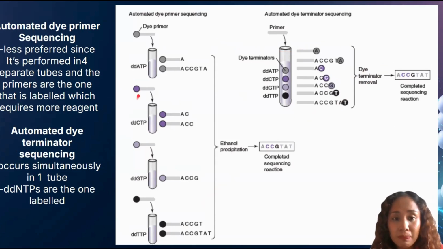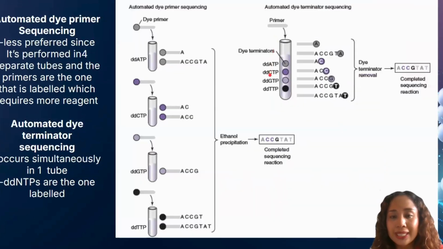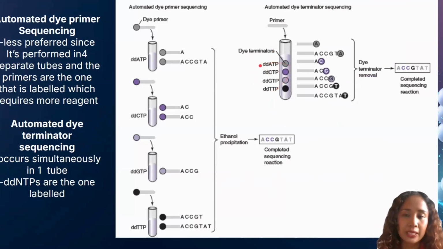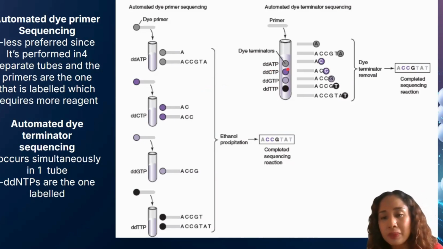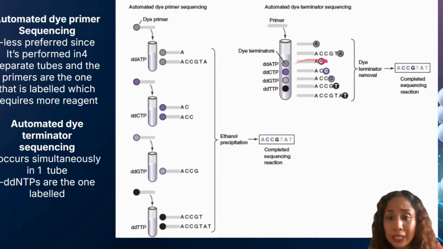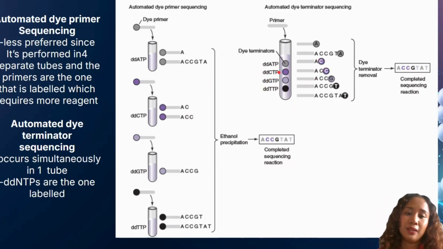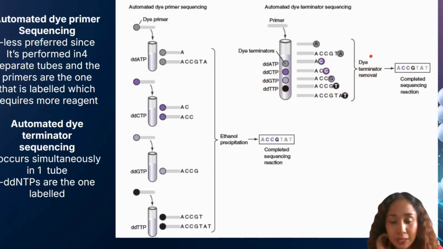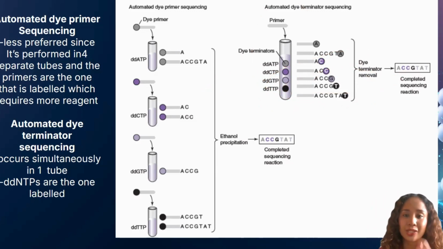So this is your dye primer, where the fluorescent dye is attached to the primer, and this is your dye terminator, wherein the fluorescent dye is attached to the ddNTPs. As you can see in the image, they prefer dye-terminator sequencing since you will only use one tube and fewer primers. Just based on the image, it seems shorter, it's faster, right? It happens only in one tube, in one reaction.